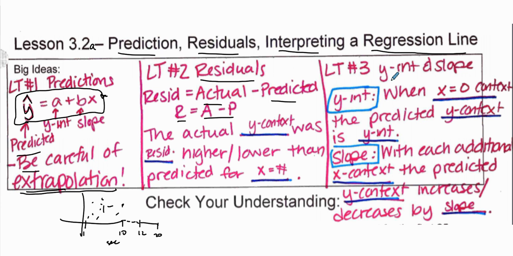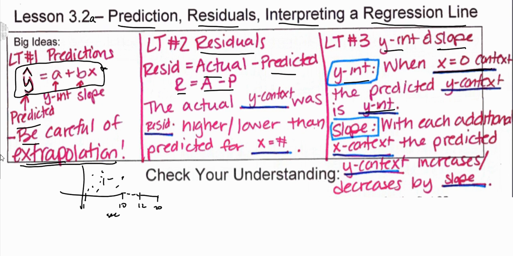When we talk about interpreting the y-intercept and slope, you might have done this in Algebra 1, but the y-intercept is when x equals 0, and we want to put that in context. Because I tell all my students, numbers mean something, and we want to give context to what the meaning of these things are. So when we talk about y-intercepts, when x is 0, the predicted y in context is the y-intercept. That's what we have right there. So when x is 0, what is that predicted y value going to be?